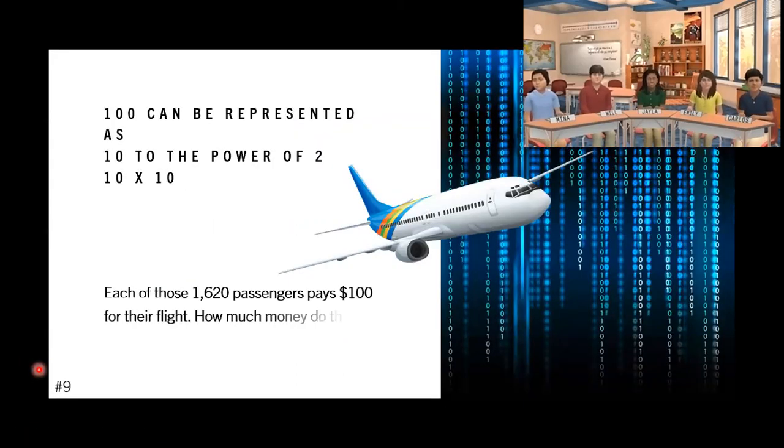Each of those 126 passengers pays $100 for each flight. How much money do the passengers pay in total?